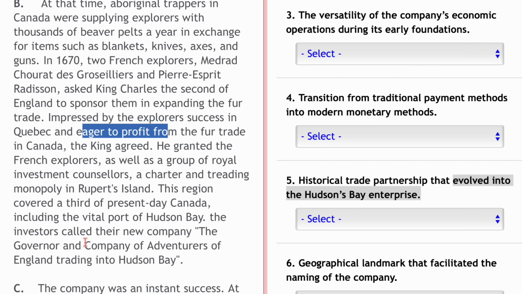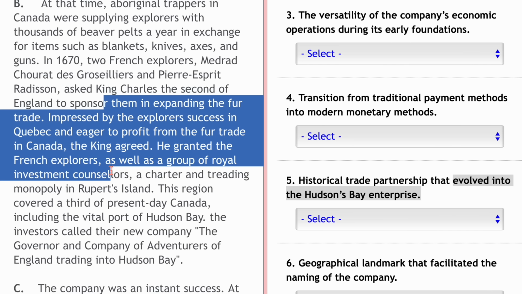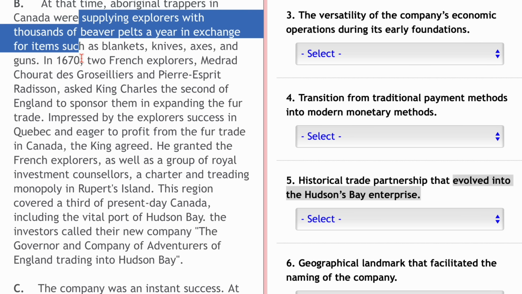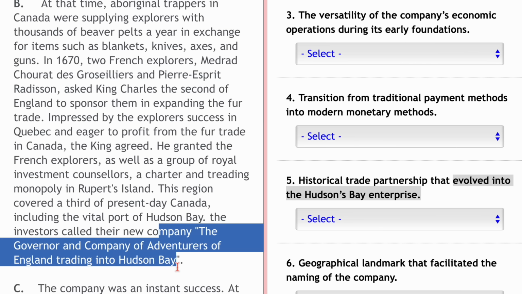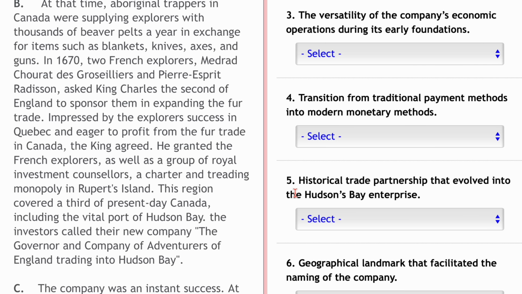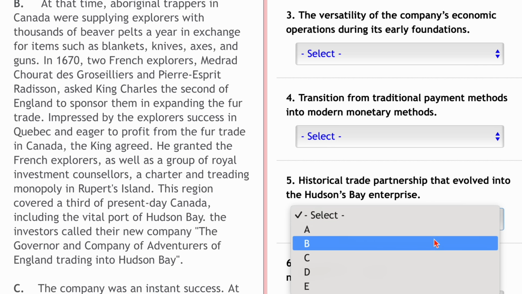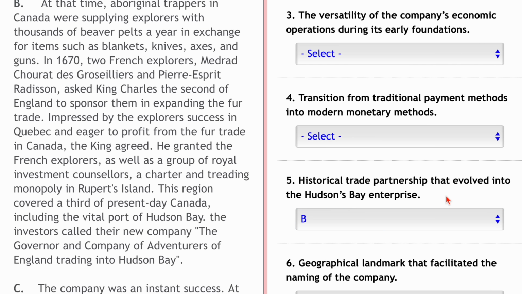The investors called their new company the Governor and Company of Adventurers of England Trading into Hudson Bay. So, first of all, over here, we can see how this original trading partnership evolved into this here. So that's why number 5, like I said earlier, would be B. Okay.